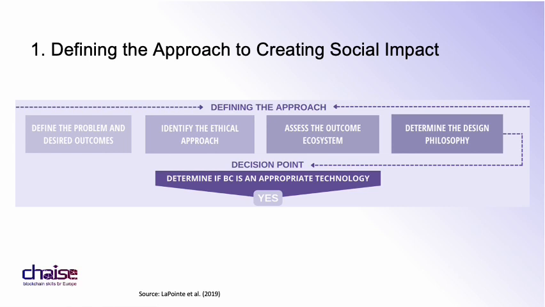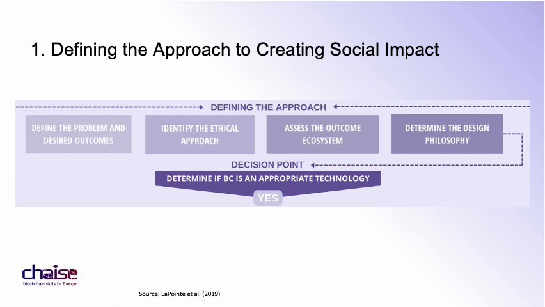First, define the problem being addressed and the desired outcomes. Second, explicitly identify the ethical approach. Third, assess the ecosystem of the desired outcome. Fourth, determine the guiding design philosophy. And fifth, determine if blockchain is an appropriate technology choice.